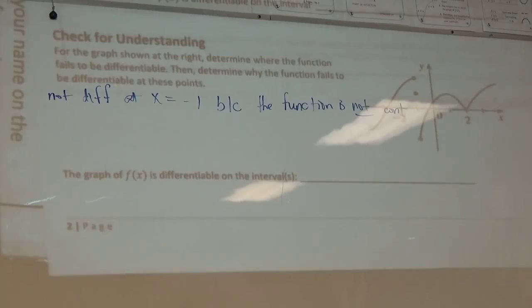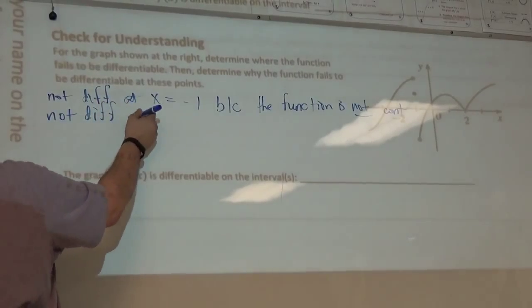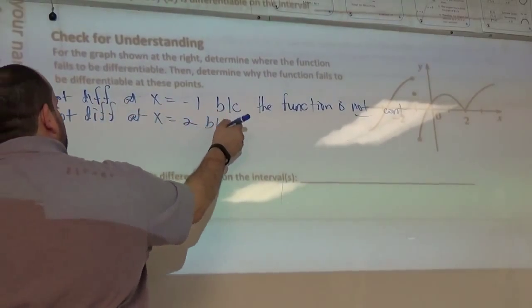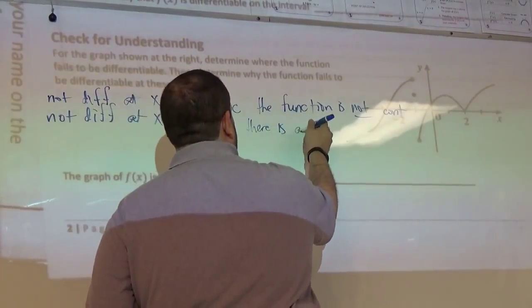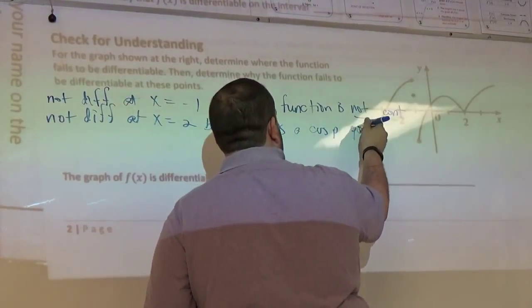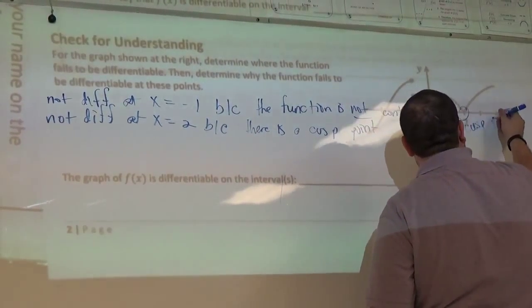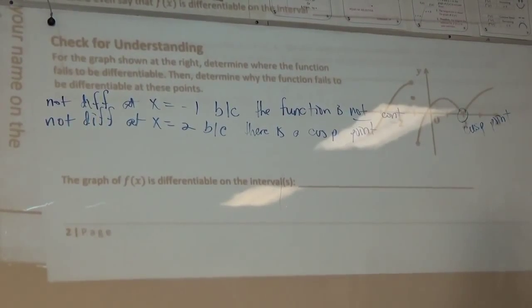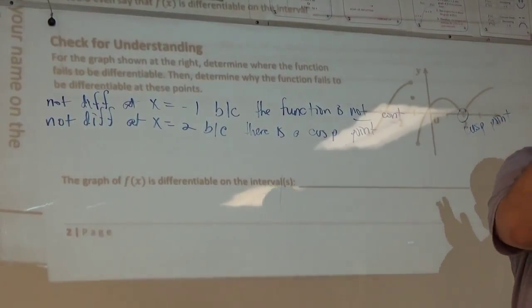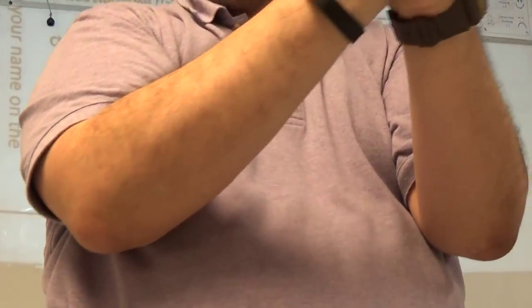Anybody see any other place? Amy? At x equals 2. So not differentiable at x equals 2 because there is a cusp point. Yeah, okay. And the word is C-U-S-P. If you're not spitting when you say it, you're saying it wrong. Cusp point. It doesn't have to be two lines coming together, but it has to come together in a sharp way.